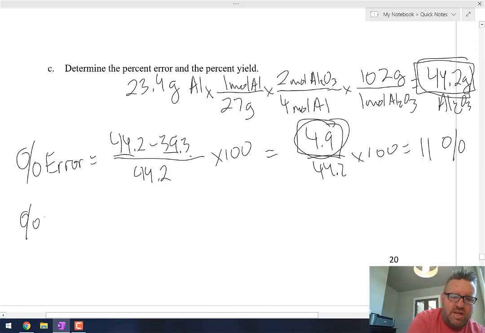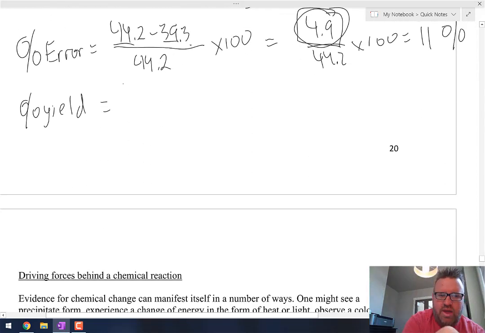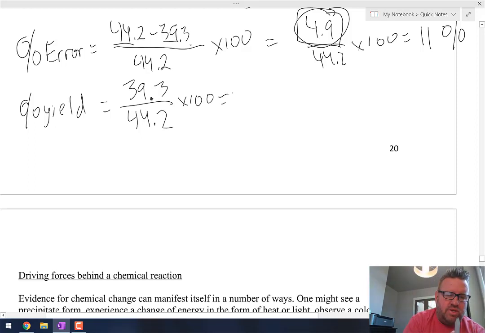Okay, for the percent yield, again, we take the experimental value, no subtracting on top. So our experimental value, again, was 39.3. And we're going to divide by the theoretical value. So experimental value on the top, the theoretical value on the bottom. We should have gotten 44.2. And again, multiply by 100 to get a percent. Divide by 44.2 times 100. And in this case, we have 88.9.